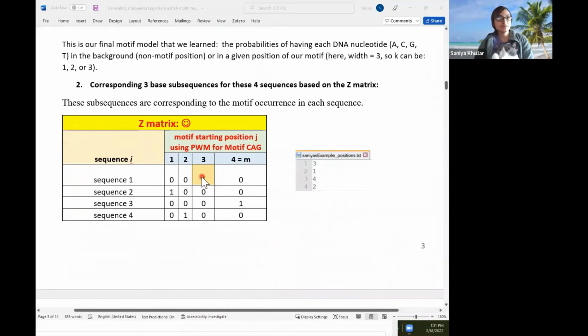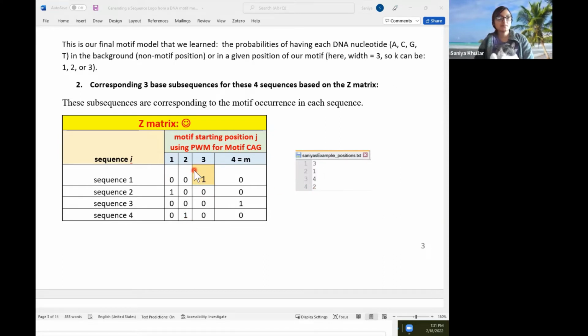So we had found, this position 1, 1, 1, 1. This means that this is where we should start. So we should start in the 3rd position for the first sequence. That's where the motif occurs, starting in the 3rd position. And for the second sequence, the motif starts in the 1st position. For the 3rd sequence, the motif that we identified starts in the 4th position. And for the 4th and last sequence, the motif starts in the 2nd position.